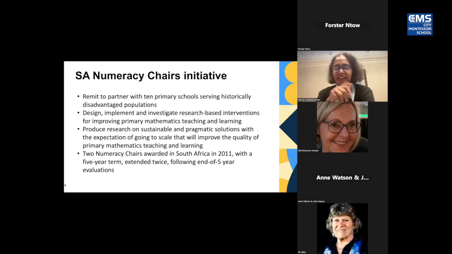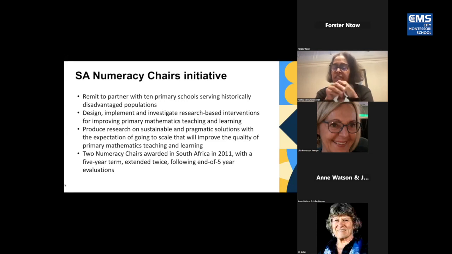So very emphatically, there was a sense that these interventions couldn't be run by a small group of skillful teachers. They had to be practical enough to go into a much broader ground. Now, at the end of 2010, 2 numeracy chairs were awarded in South Africa to begin in 2011. I held one of those at Wits University, and my colleague Melanie Graven was awarded the other one, working at Rhodes University.